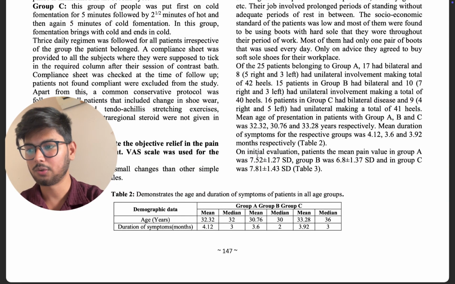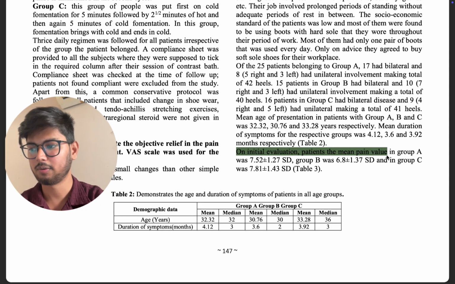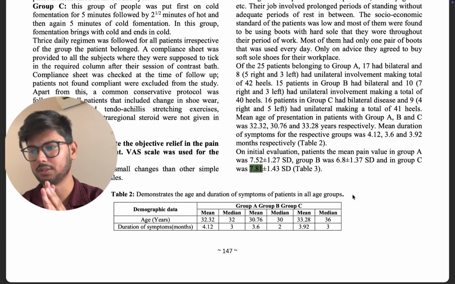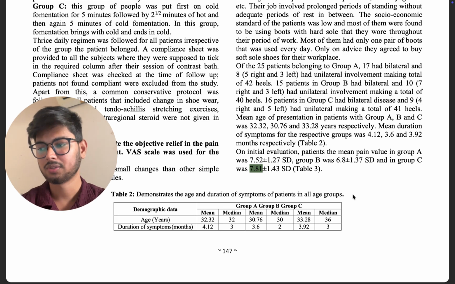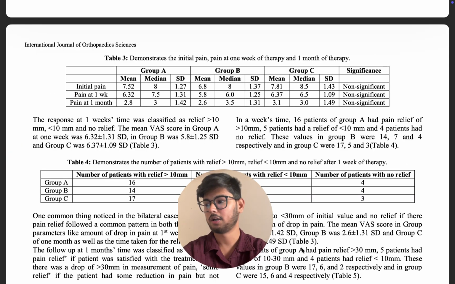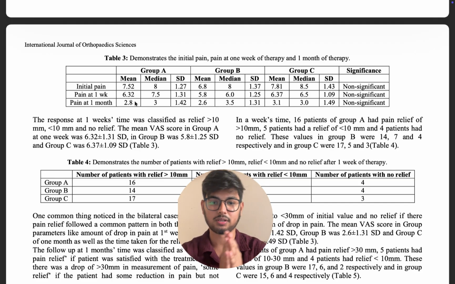On initial evaluation, the mean pain value, the average pain value, in group A was 7.52, in group B it was 6.8, and in group C 7.81, so they are very close to each other. All the patients in the 3 groups had an initial pain somewhere between 6 and 8. The important part of the result is the tabulation. In some articles you will see graphical representation, in some only tabulation, and in some a combination.